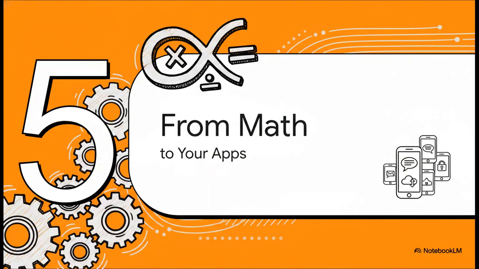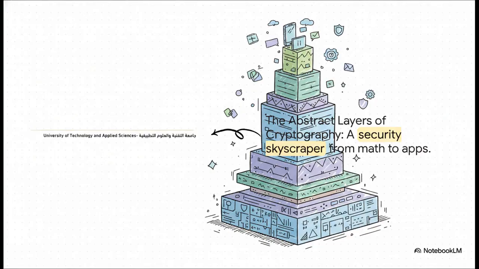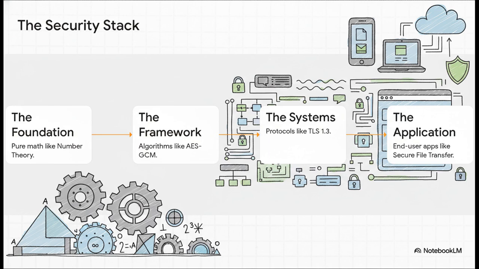So let's zoom out, because this brings us to the big picture. Real security isn't just about one algorithm or one mode. It is all about building layers of trust, starting from pure mathematics all the way up to the apps you use on your phone. What you're looking at here is basically the blueprint for all of modern digital security. It's a stack. It's like a cryptographic skyscraper, where each floor relies completely on the one below it to stay standing.